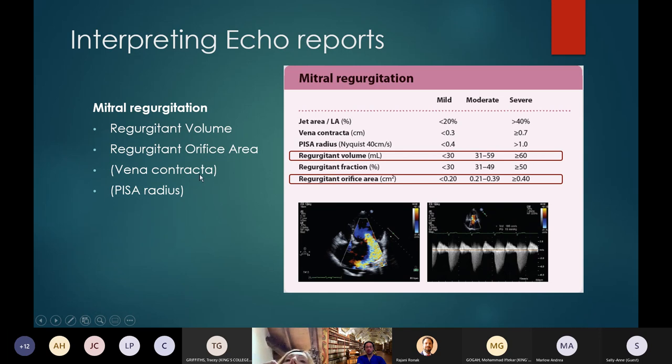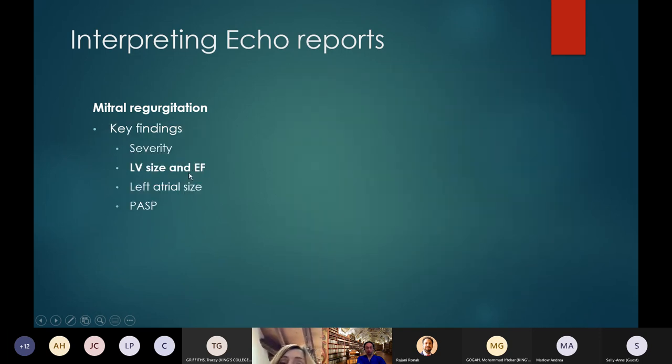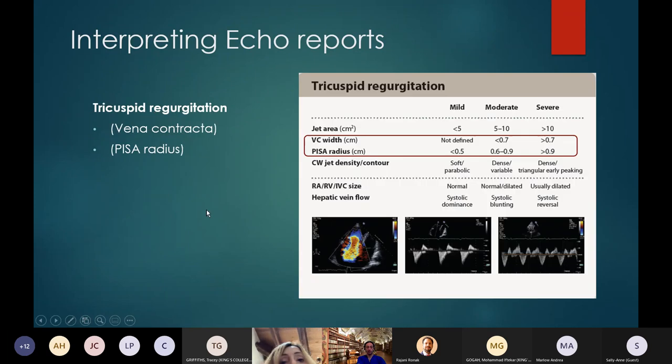And this is from the BSE guidelines, and you can see the reference values in our reports. The key things here are the severity and the LV size and function. So in mitral regurgitation, the LV is very important. When the LV starts becoming bigger, we know that this patient is going to decompensate sooner rather than later if we need to intervene. The left atrial size, of course, as we discussed, is going to become bigger, and the coronary pressure is also going to go up as the mitral regurgitation becomes more significant.